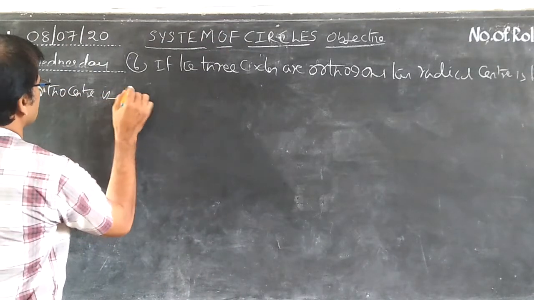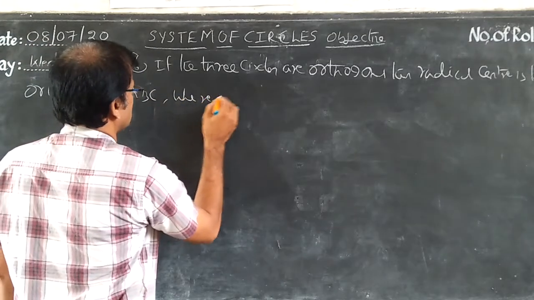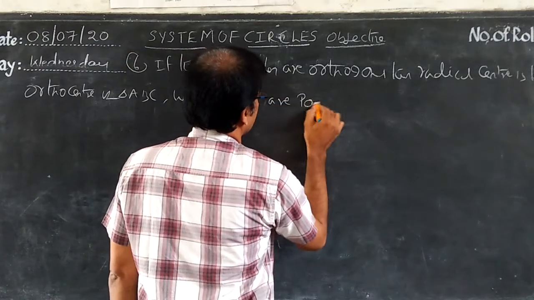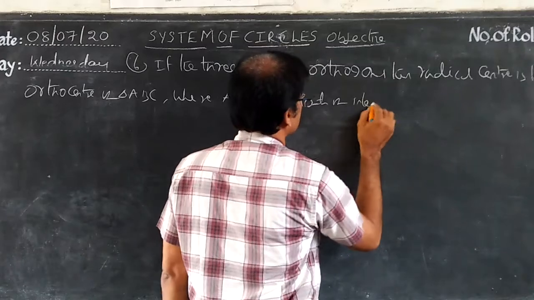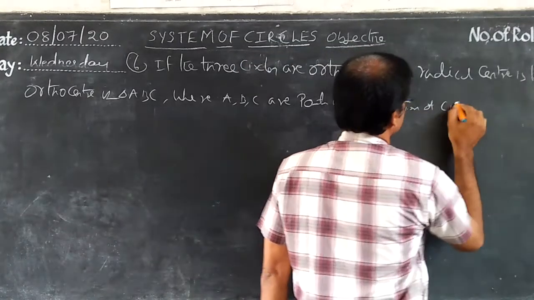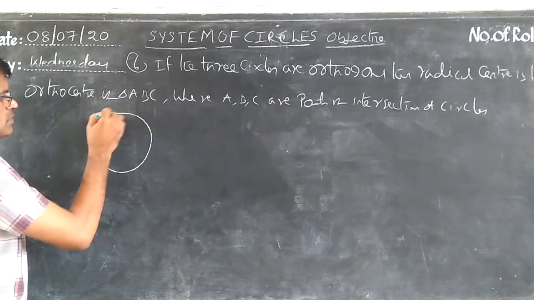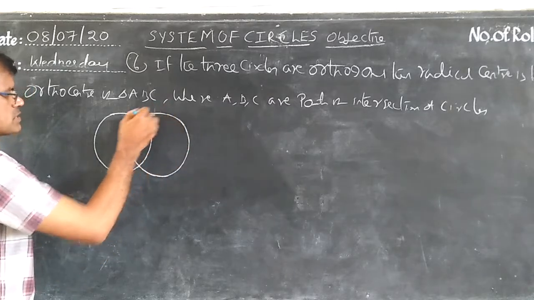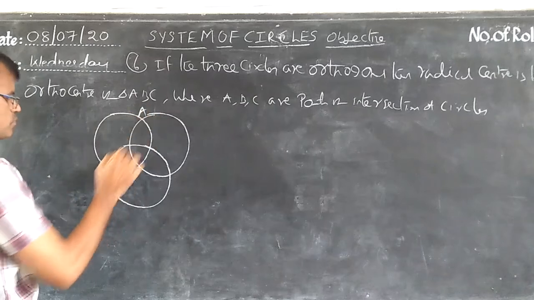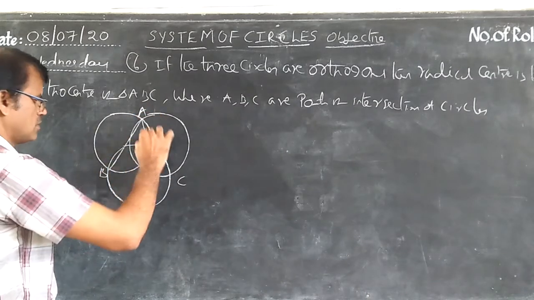where A, B, C are points of intersection of circles. In the previous theorem also it was like this only. Put here: this is A, this is B, this is C. Draw like this.